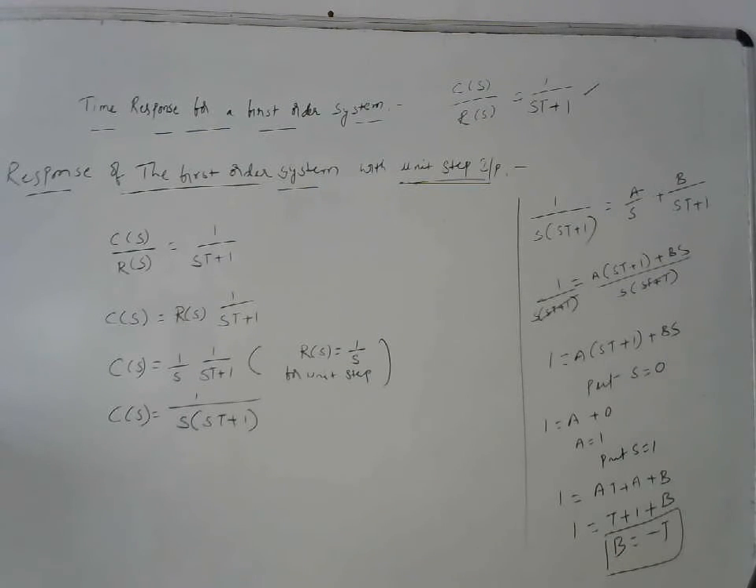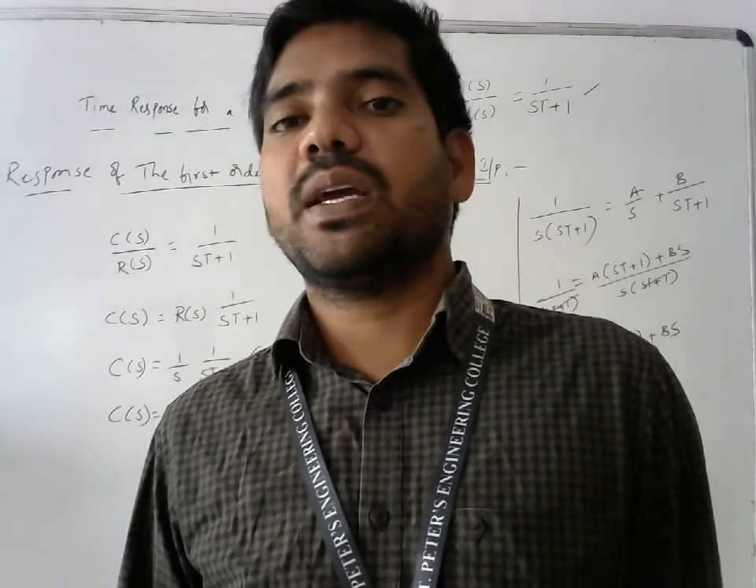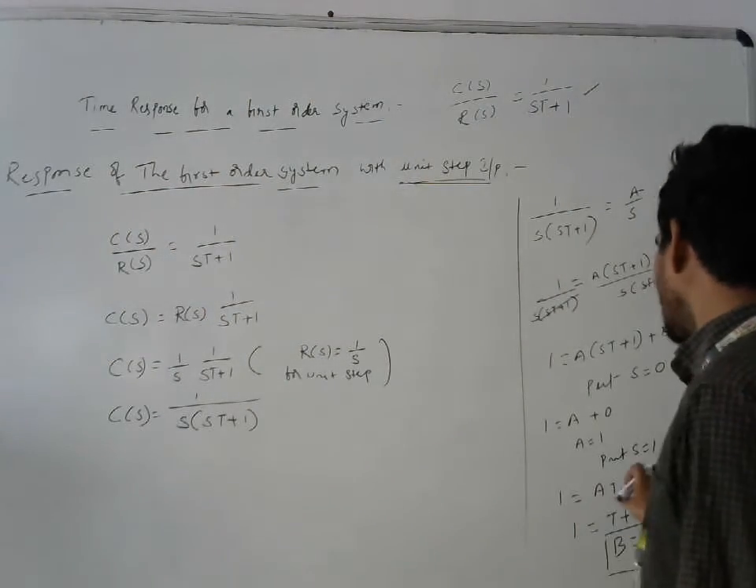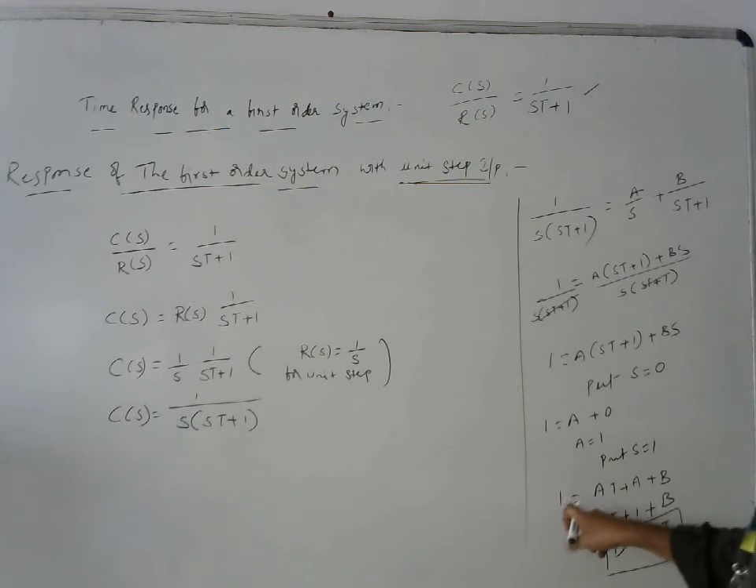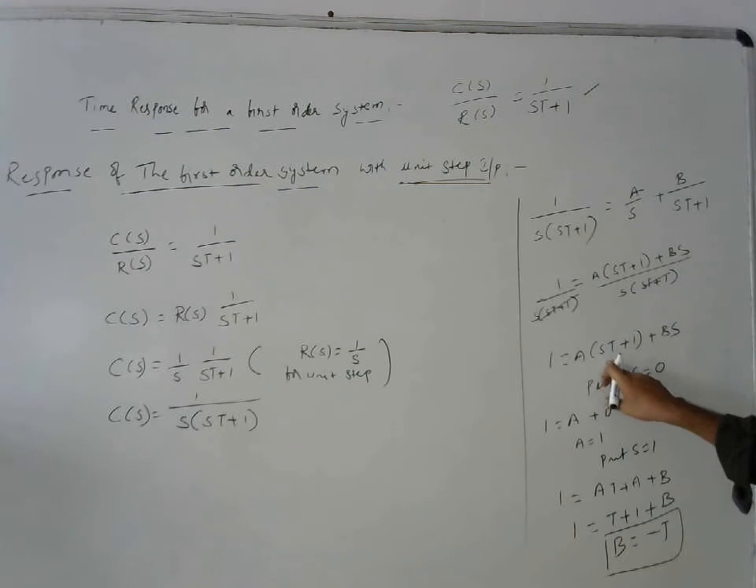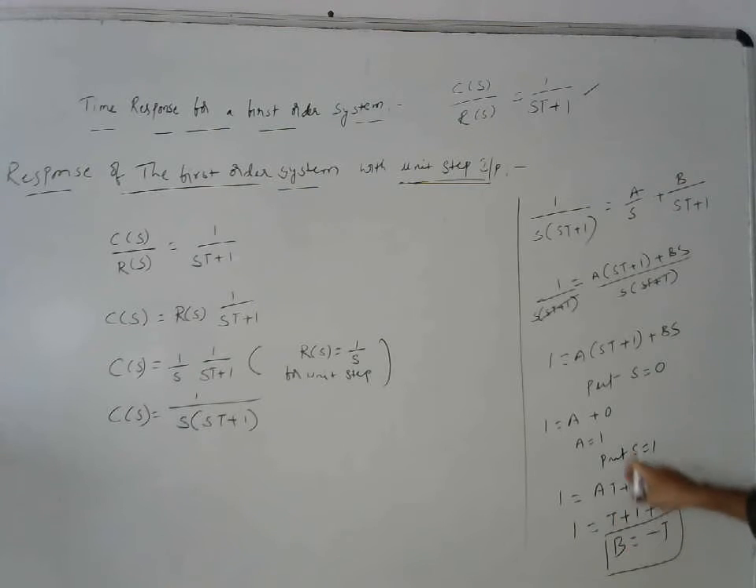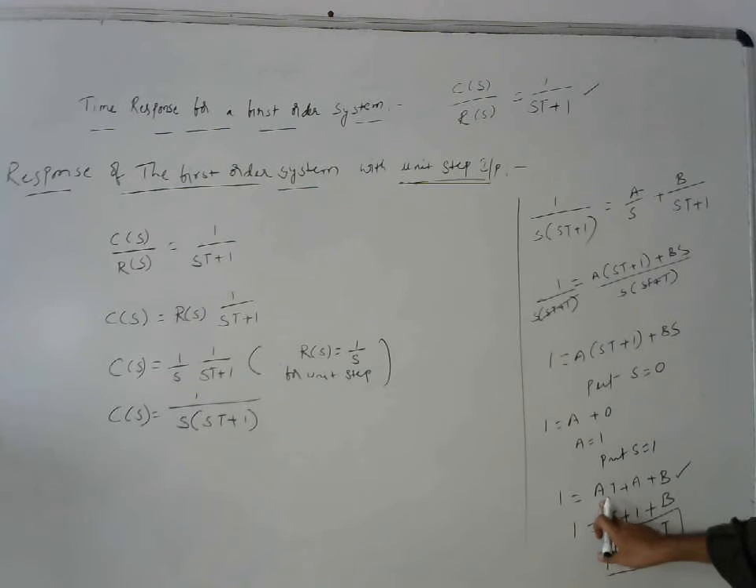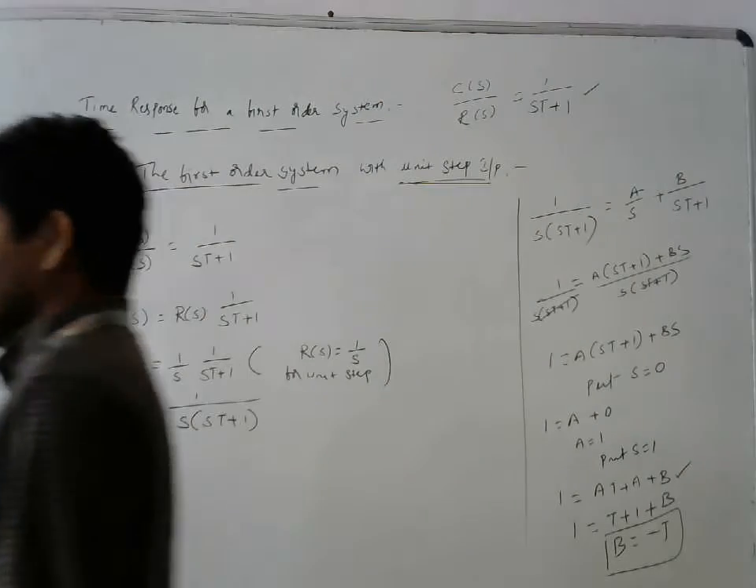We can take any values for partial fractions. In the first case I took s equal to 0. There are only 2 terms, so in the next case I immediately take s equal to 1. Substituting, 1 is equal to A into sT, with s value 1, so A into T plus A into 1 plus B into 1. We already know that A equals 1. Substituting, 1 into T plus 1 into 1 plus B, the 1 will cancel, and B equals minus T.